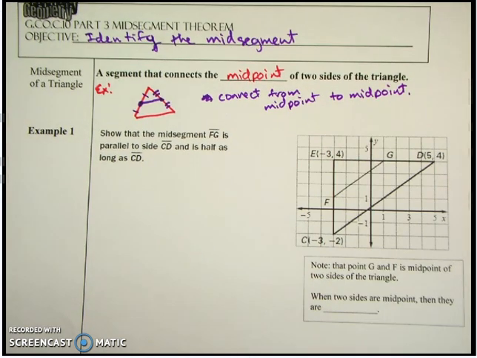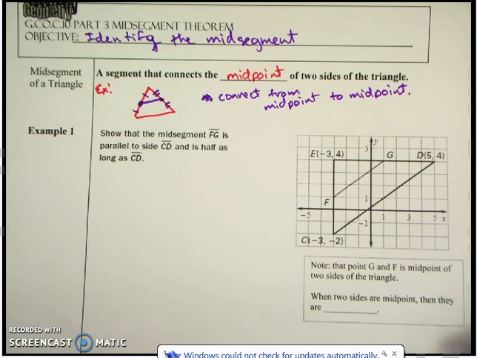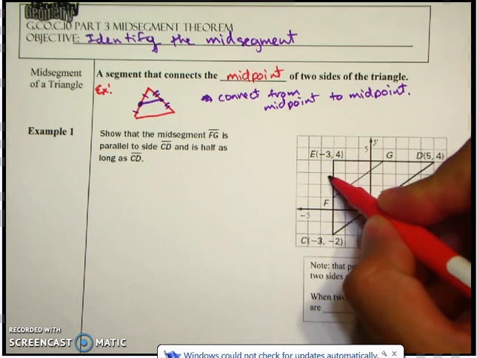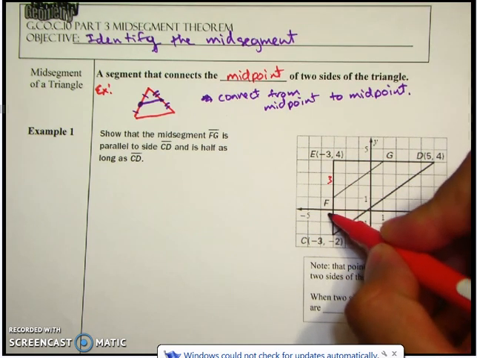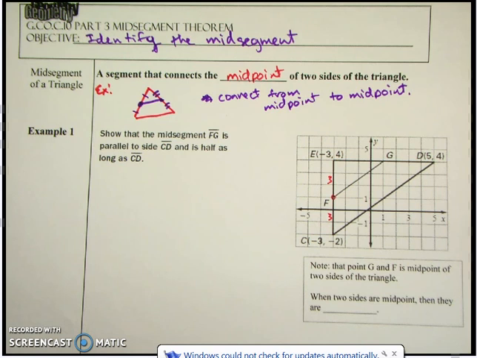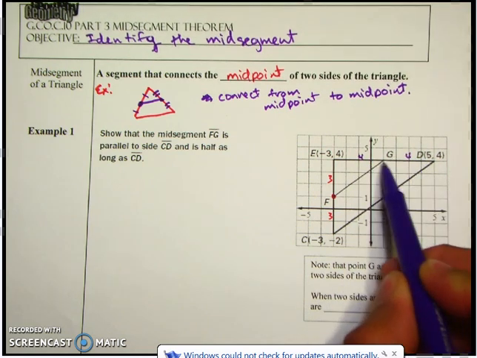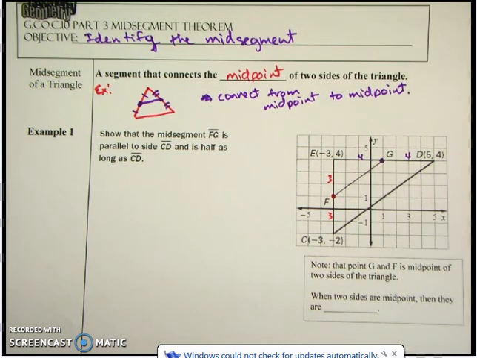Example 1 asks you to show that mid-segment FG is parallel to side CD and also is half as long as CD. Right now, all you have to know is how you identify the parallel. First thing first, I want you to notice this. You have 3 units here, and you have 3 units here. So point F is right in the middle. Over here, you have 4 units here, and 4 units here, and point G is right in the middle.